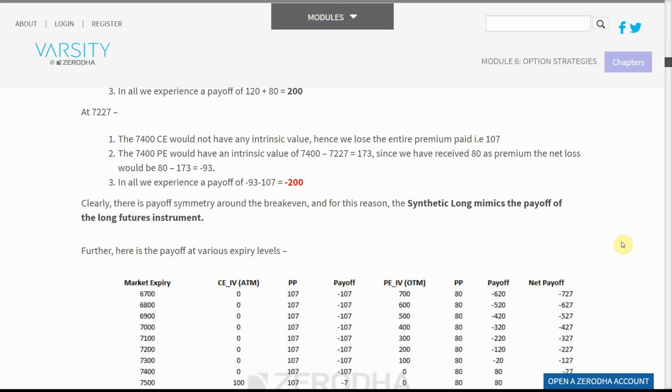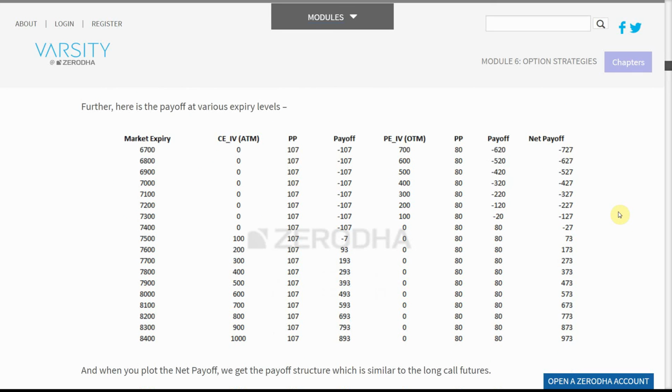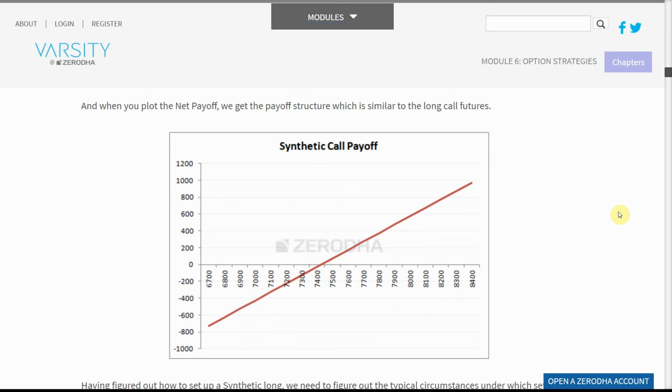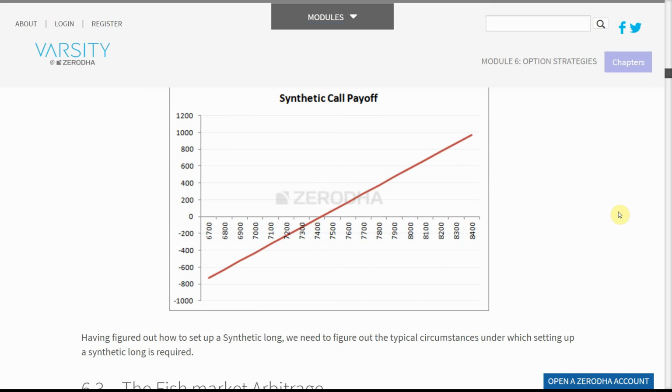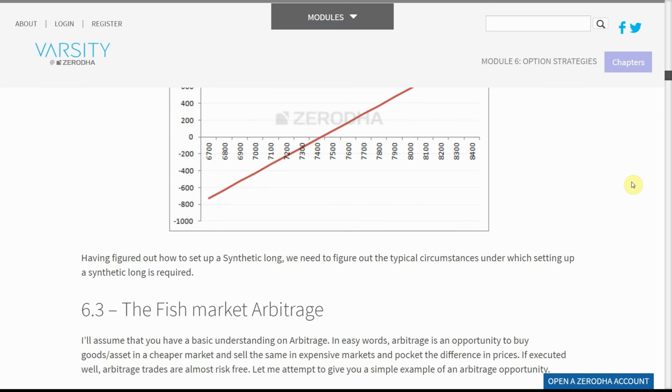Clearly, there is payoff symmetry around the break-even. And for this reason, the synthetic long mimics the payoff of the long futures instrument. Further, here is the payoff at various expiry levels. And when you plot the net payoff, we get the payoff structure, which is similar to the long futures. Having figured out how to set up a synthetic long, we need to figure out the typical circumstances under which setting up a synthetic long is required.